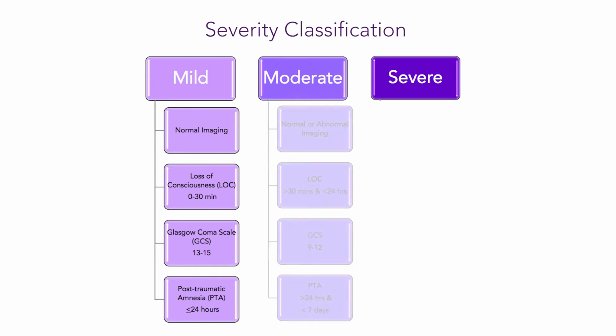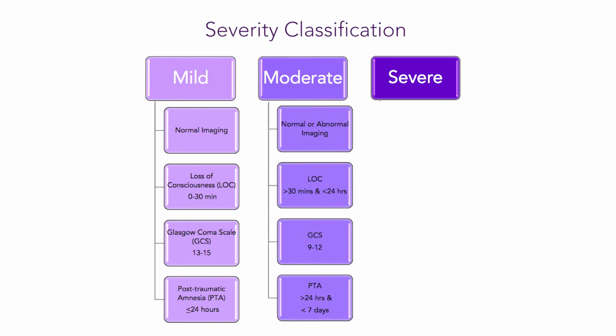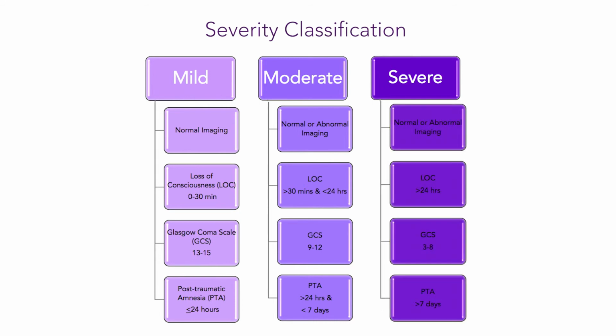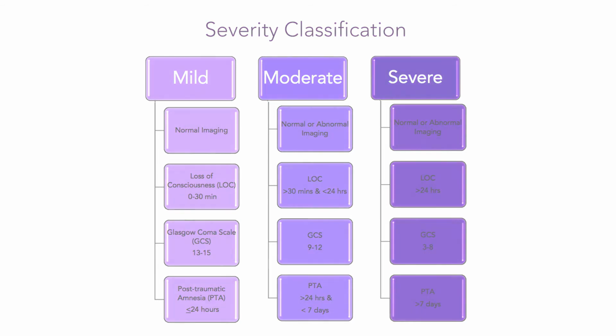Looking at a moderate level TBI, you can see either normal or abnormal imaging, a loss of consciousness between 30 minutes and 24 hours, a GCS between 9 and 12, and a PTA between 1 and 7 days. Finally, classification of a severe TBI has indicators of either normal or abnormal imaging, a loss of consciousness of greater than 24 hours, GCS of between 3 and 8, and a PTA of greater than 1 week.